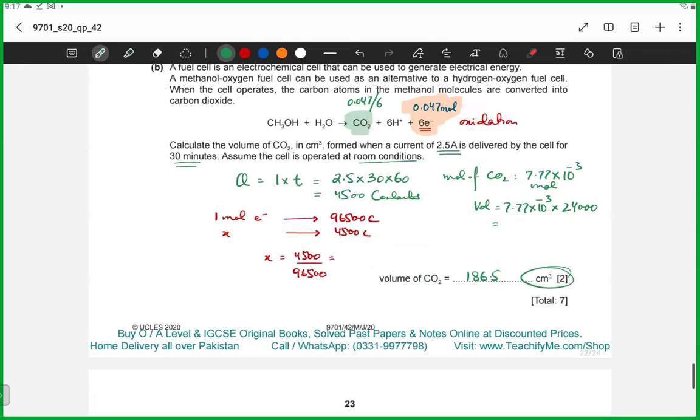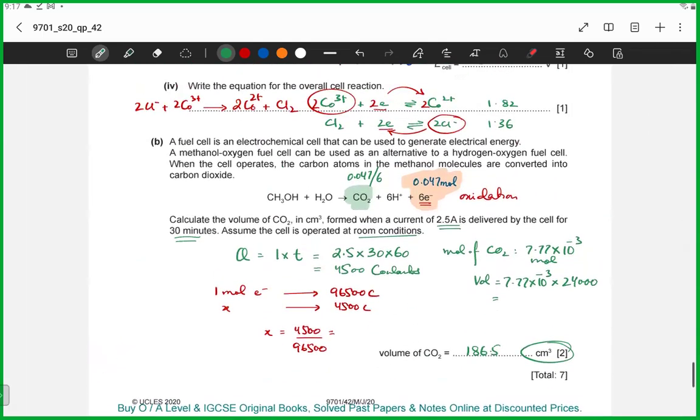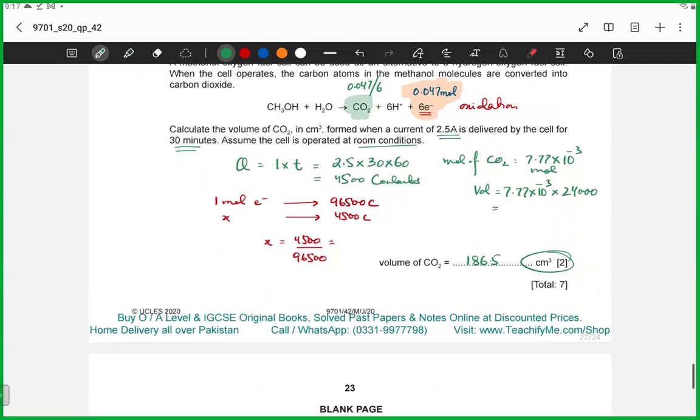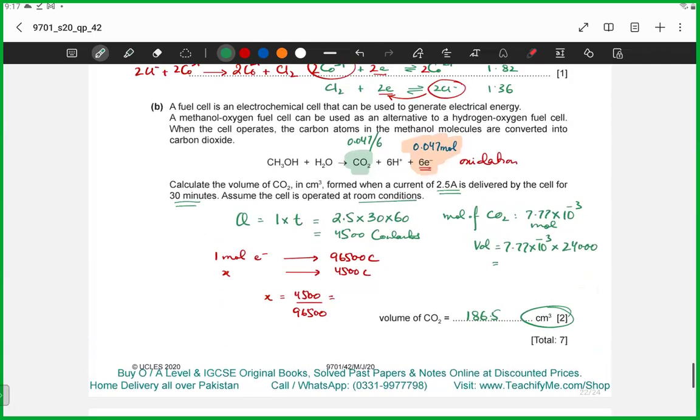Sir, in this type of question, we have to take care of the significant figures. Here, 2.5 is two significant figures, right? So in this case, you can just keep it to 3 significant figures.